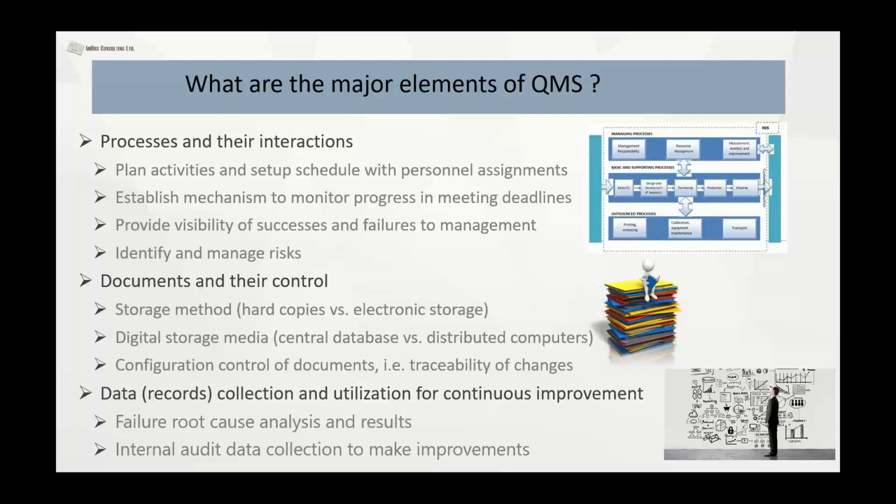But no matter which way you decide to store and control your documents, you have to have a configuration control process. How do you really maintain your documents? How do you make changes? You have to be aware of the traceability of the changes, so you can always go back and see where, how, and why a certain change was made. So that is a very important part of controlling documents: your configuration control process.